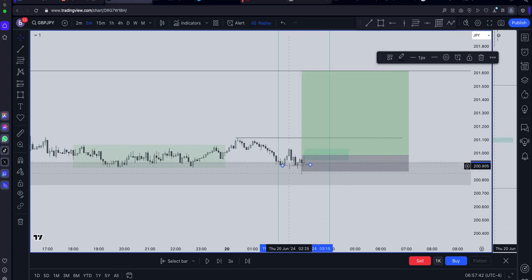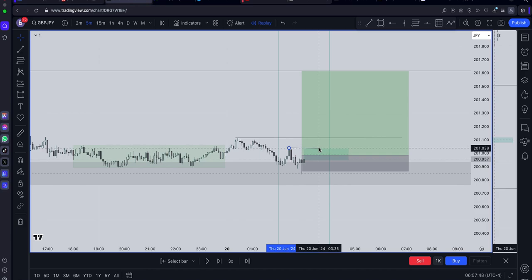And price took out this. Then the next thing that we wait for, we want to see price take out this one. Understand? You must always wait for market structure shifts on 5 minutes.